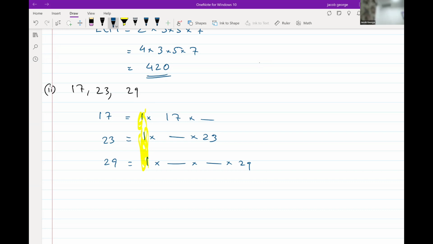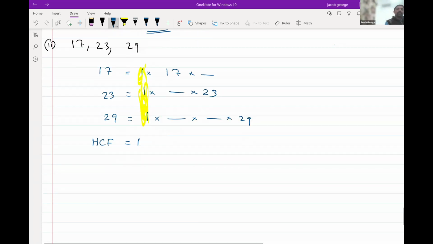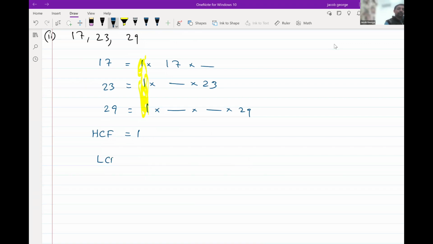17 into 23 into 29. Are you getting it? Please write. So here HCF is equal to 1, and LCM is equal to 17 into 23 into 29. Please multiply this one. HCF is 1, LCM is 17 into 23 into 29. Multiply.